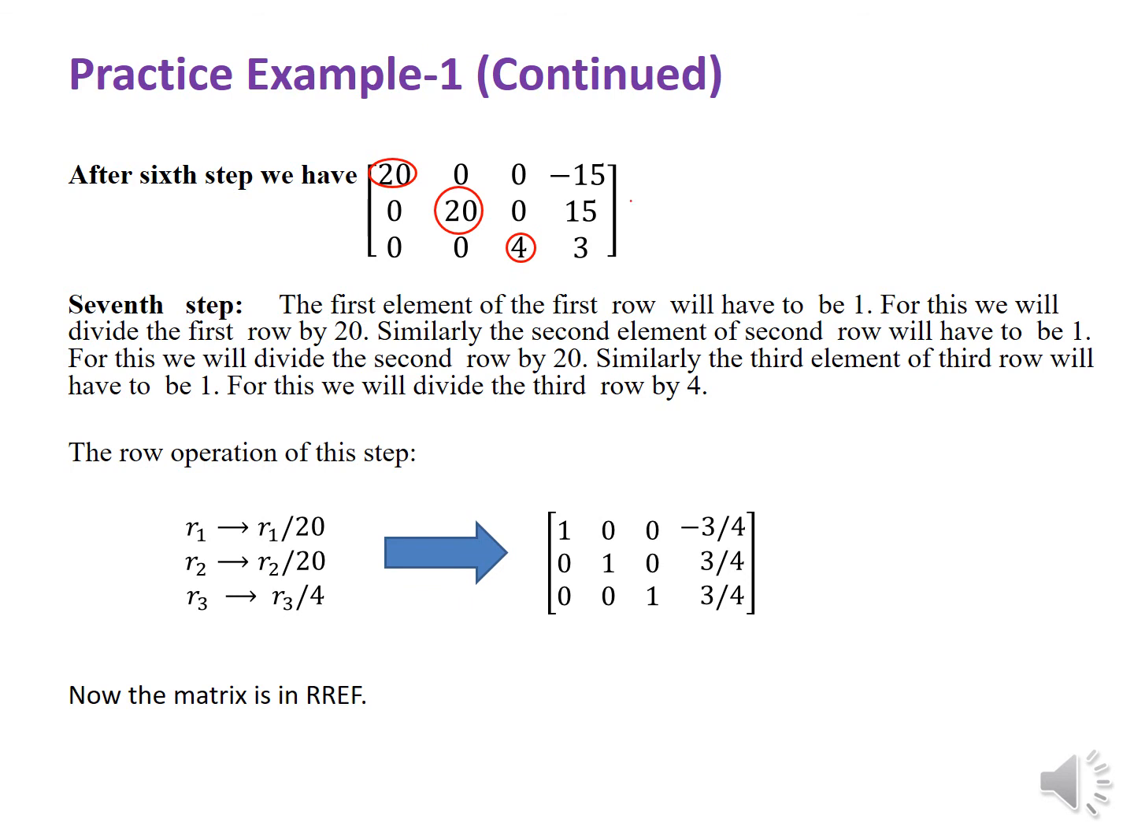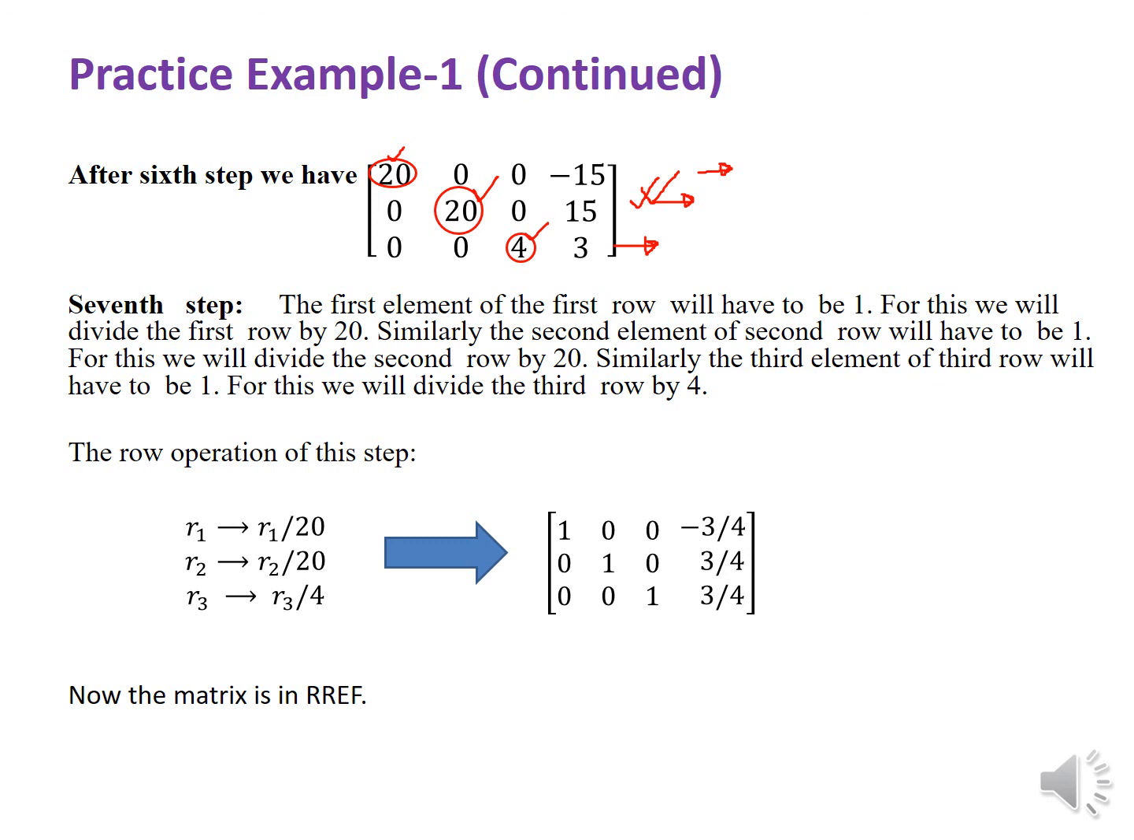So after the sixth step we have this matrix. So the matrix is almost in the form of reduced row echelon form. So now we need to make the leading element of first row, second row and third row 1. For this we will divide the first row by 20, we will divide the second row by 20 and we will divide the third row by 4.